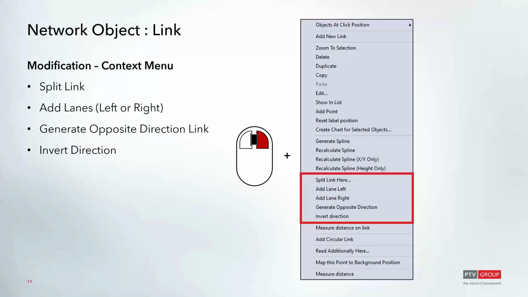And you can also generate the opposite direction link automatically. So if you do have one section of roadway created and then you have that mirrored section in the opposite direction, that will generate that for you automatically. And if you ever need to switch the direction of a link, maybe for a future condition or something, you can click that invert direction button and that will flip that entire link for you.